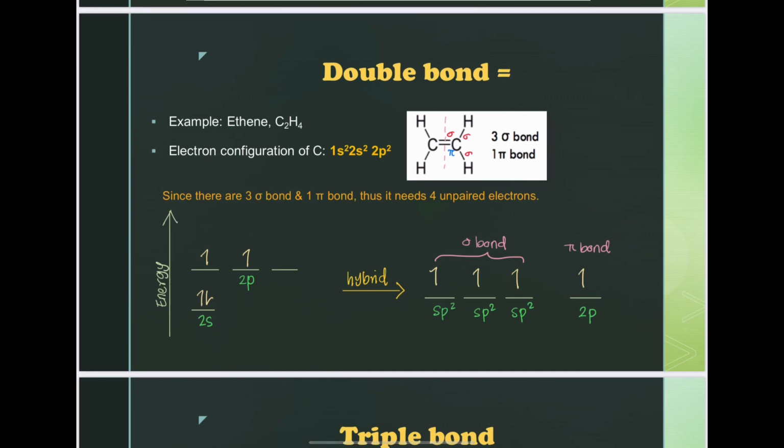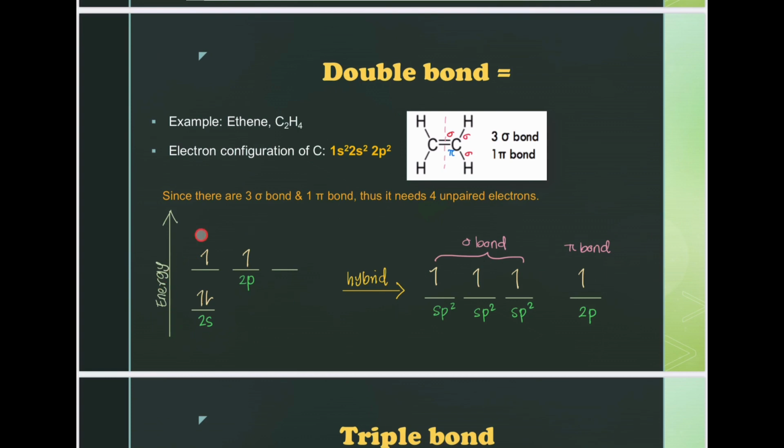Double bond example ethene C2H4, electron configuration of carbon: 1s2 2s2 2p2. So this is the Lewis structure. It is like a mirror image. We consider this as C1 and this as C2. So C1 consists of 3 sigma bonds and 1 pi bond, because the double bond consists of 1 sigma and 1 pi. Since there are 3 sigma bonds and 1 pi bond, it needs 4 unpaired electrons.